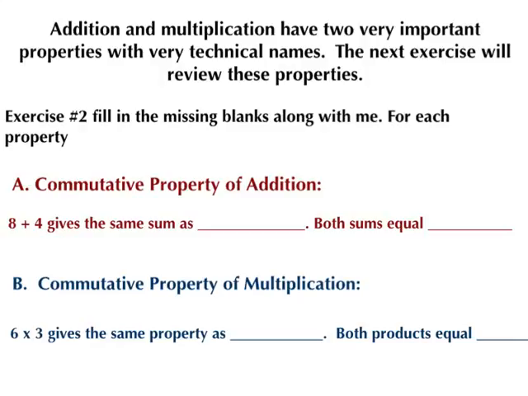The first property we're going to talk about is the commutative property of addition. 8 plus 4 gives me the same sum as 4 plus 8. Both sums equal, and you should be able to know this on your own, they both equal 12.